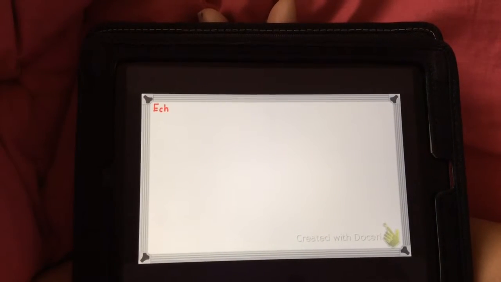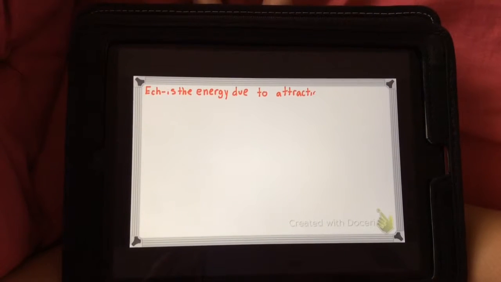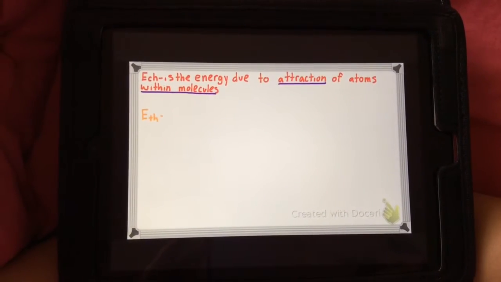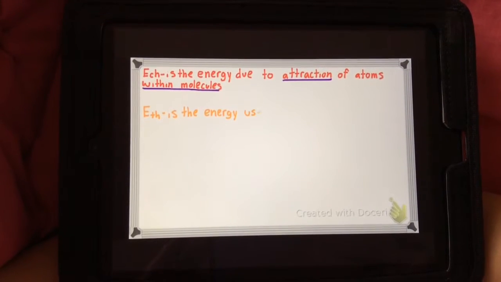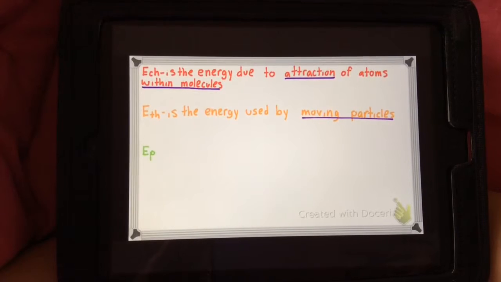We'll be only focusing on two. The first one is E chemical. It's the energy due to attraction of atoms within molecules. The second one is E thermal. It's the energy used by moving particles.